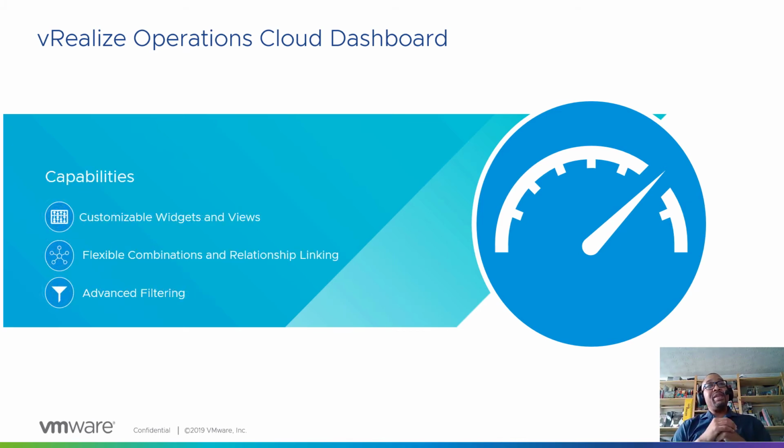But there may be times when you need something to address a specific use case, and vRealize Operations Cloud can actually accommodate that with unique widgets and views that can display alerts, object lists, health charts, heat maps, scorecards, as well as capacity and time remaining. And these are just a few of the widgets, right?